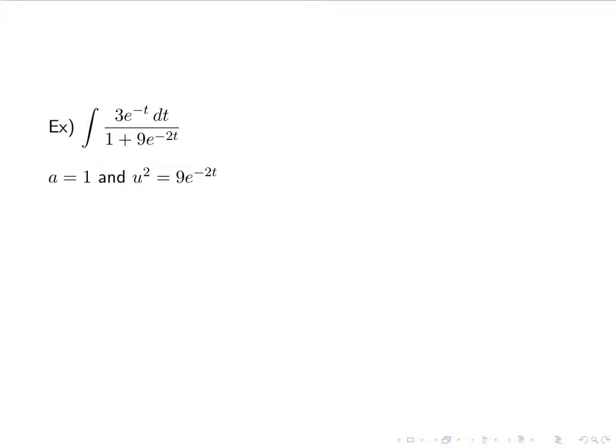If I square root that, again, I'm going to square root the 9, and I'm going to take my exponent and divide it by 2. So u is 3e to the negative t. When I differentiate that, I get du is negative 3e to the negative t dt. And again, that means I'm on the right track, because ignoring the negative sign, it is exactly my numerator, which is what I want.